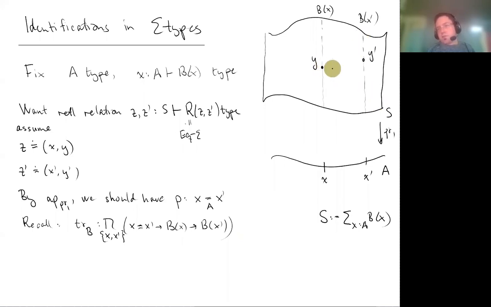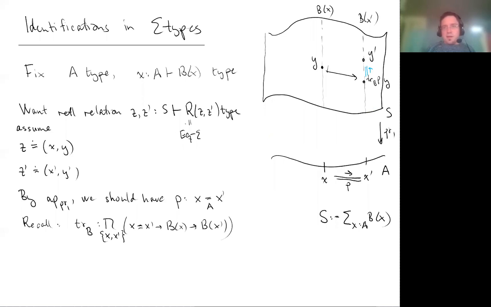So in particular for this y, we have the transport. If we have an identification that goes from x to x prime, it's like an identity in this direction, and then we can apply this transport function. So we get this element here, transport B, p, y. Now we can compare this term with this one, and that should be the second component of identifying the pair x, y with the pair x prime, y prime.